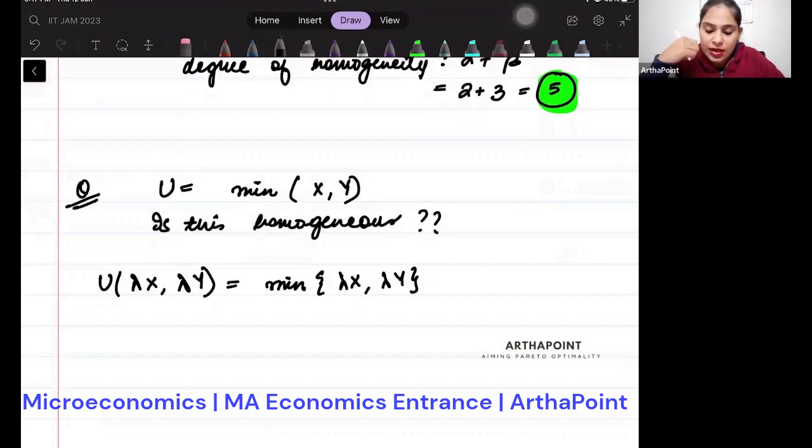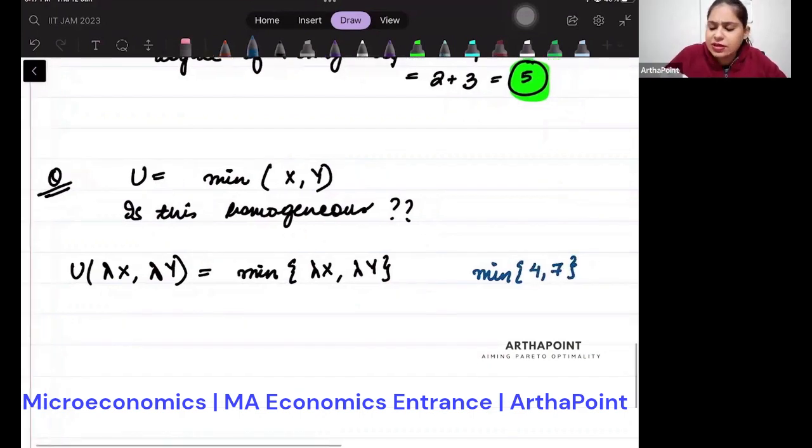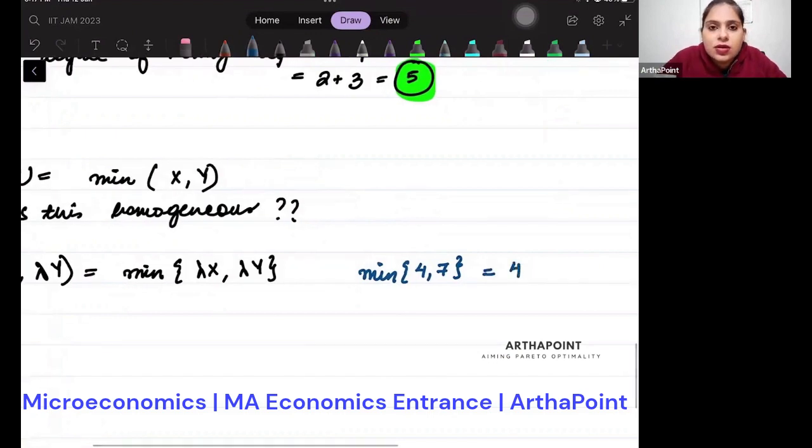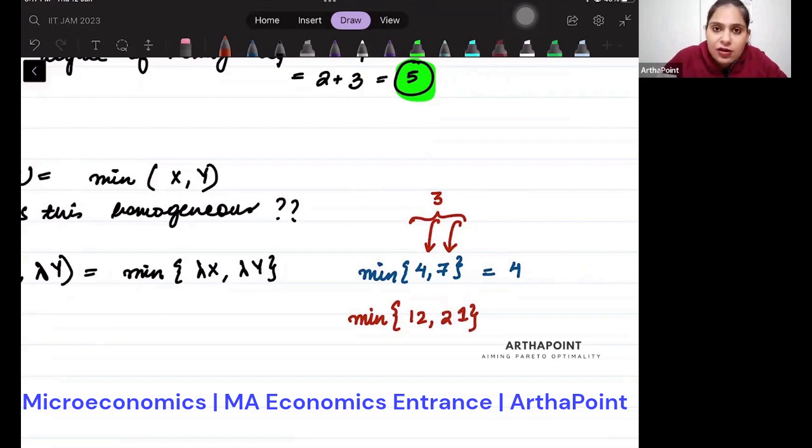Now think about this. Suppose I ask you, give me the minimum between 4 and 7. You will simply tell me that the minimum is 4. But suppose I go ahead and multiply each of what comes inside by the same factor. Suppose I multiplied both by 3. So minimum of 4 into 3 is 12, 7 into 3 is 7, 14, 21. So minimum of 12, 21. But what is the minimum between 12 and 21? It is simply 12.